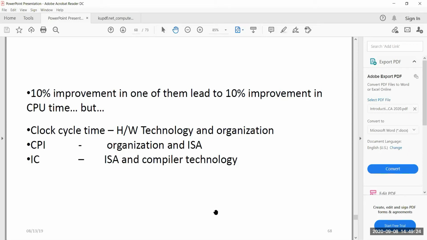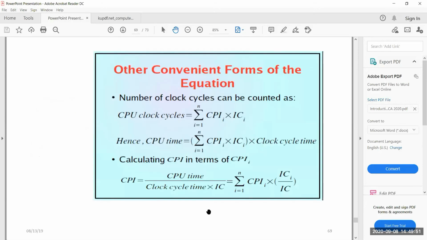And when you look at CPI, the number of clock cycles per instruction, it depends on what instruction set architecture the architect chooses, which we will be discussing from the next class, as well as the organization. And instruction count, how many instructions there are per program, is again dependent on instruction set architecture as well as your compiler technology.